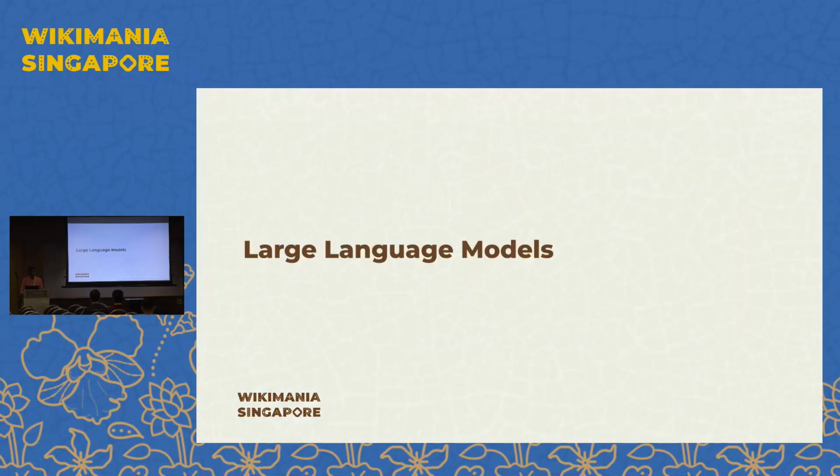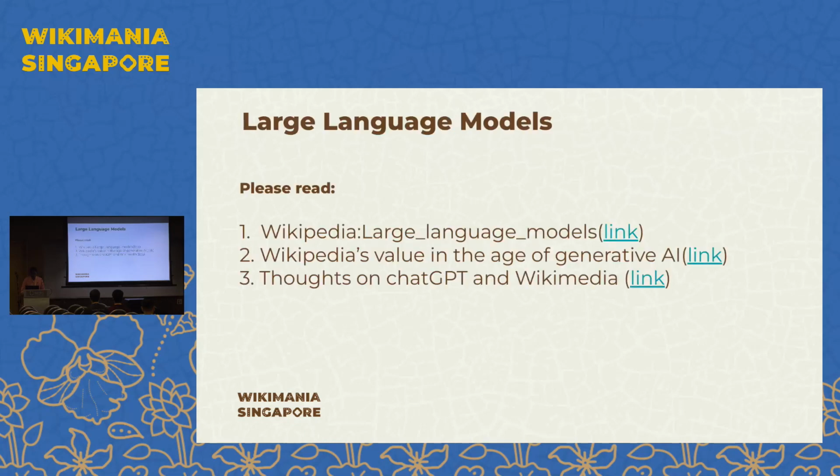Okay, let's briefly talk about large language models. First, I don't want to go into the implications of large language models because there was a lot of discussion recently. I linked 3 articles that I find very informative about using large language models and how they apply to Wikipedia. So please read them to get an idea about how it intersects with Wikipedia and all those things.